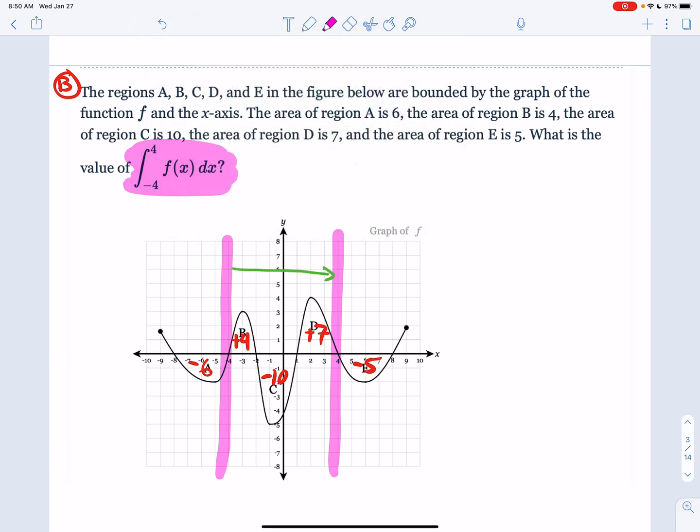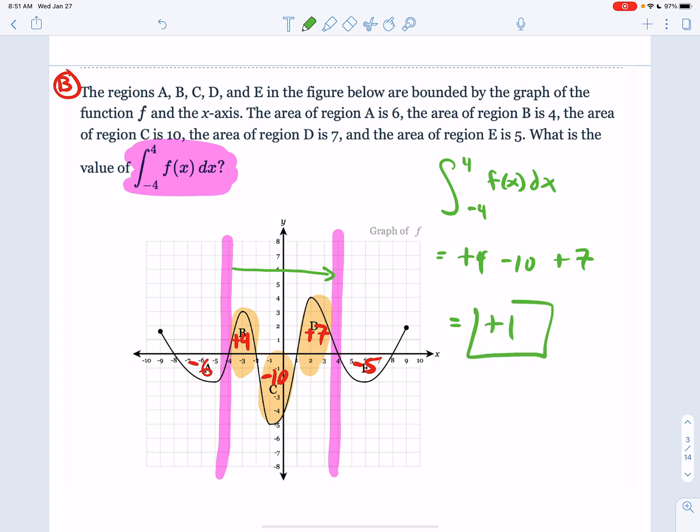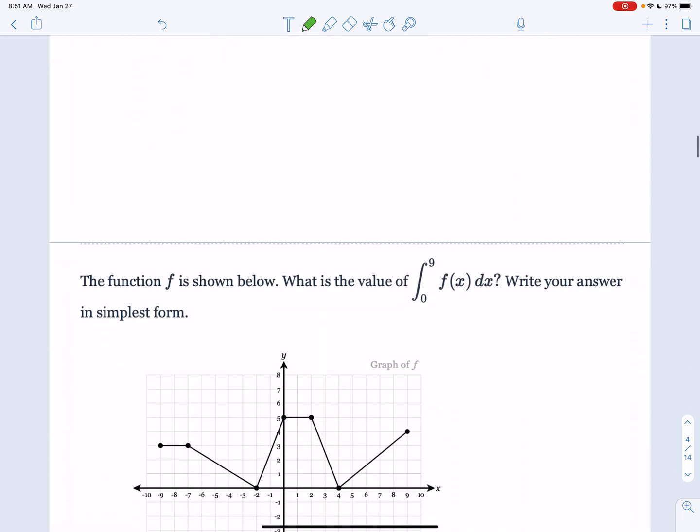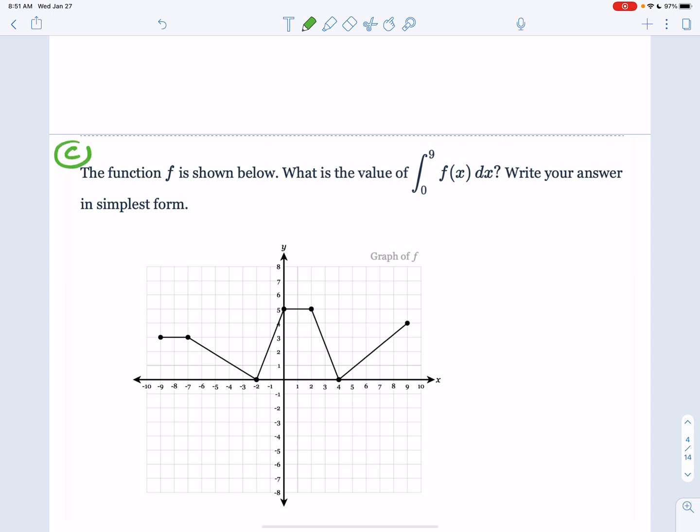So really, I'm just adding 3 different values here. So you guys would just write the integral from -4 to 4 of f of x dx is equal to +4 minus 10 plus 7. That comes out to +1. And that implies that you have more area above the x-axis. Not that bad, right? Okay, here we go. Here's something a little bit different. Here's part C.